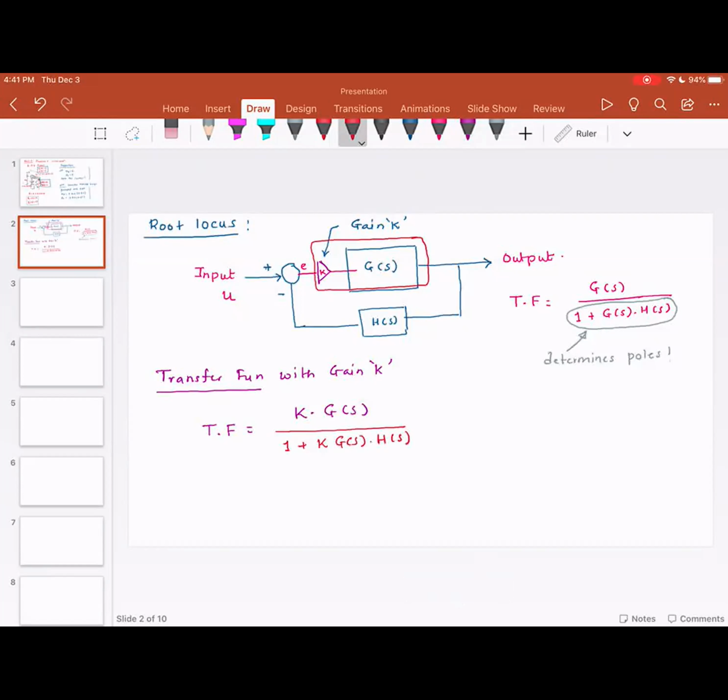Now, for the sake of discussion, I'm going to assume unity feedback. What do I mean by unity feedback? It means H of S is equal to 1. With unity feedback, my transfer function is now K G of S divided by 1 plus K G of S.